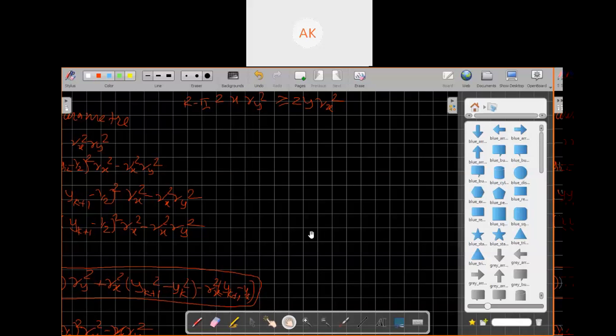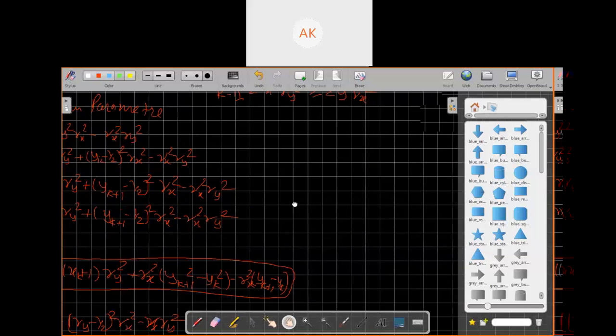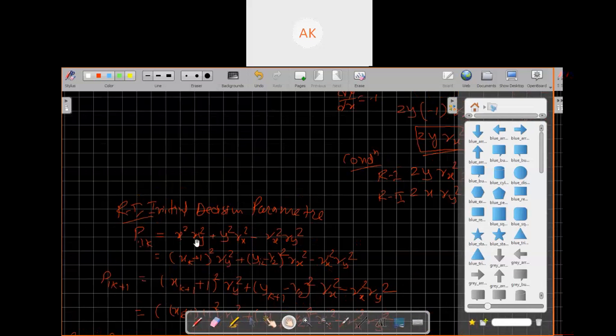Okay, so let me ask you one question. This question I also previously asked when I was discussing a circle. Why am I calculating the initial decision parameter with this equation? Why is my initial decision parameter equation this? Or in the circle, if you remember, what was the initial decision parameter equation?